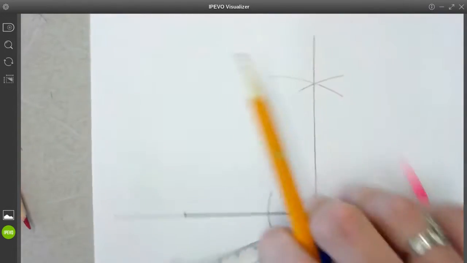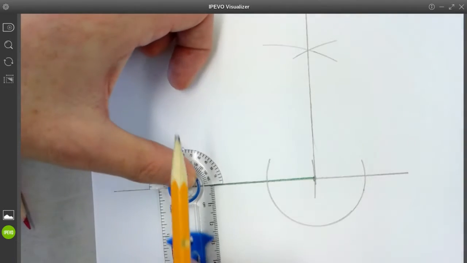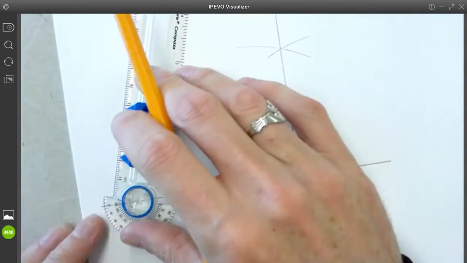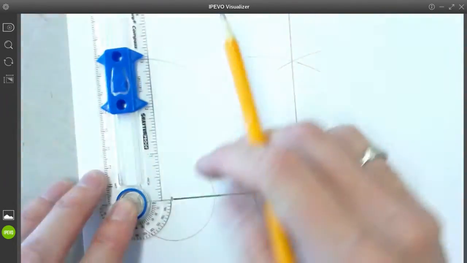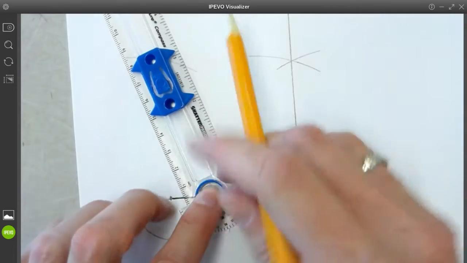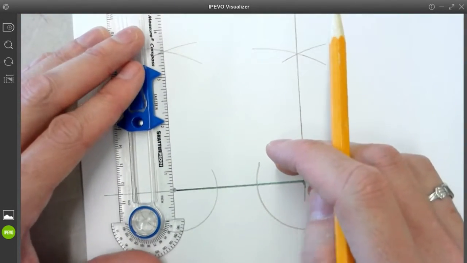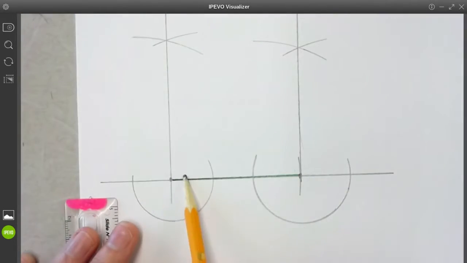Okay. And I'm going to do an arc around. And from each of those marks, I'm going to come up high and do a mark up there. And another arc mark up there. And connect those two. So here's what I know. I have two right angles.